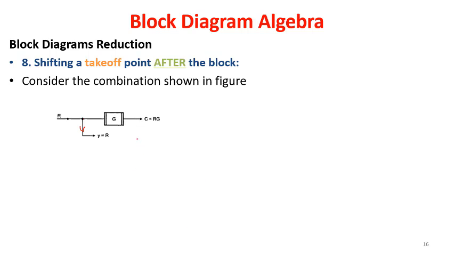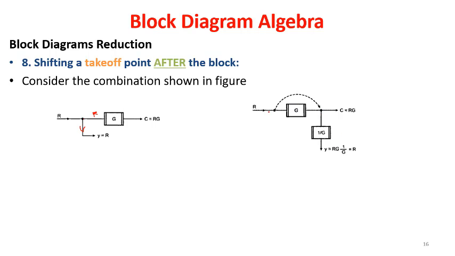So the output here will be the product of R, which is coming in as input, multiplied by G, so C is equal to RG. When I am shifting the takeoff point after the block, there should be an additional block, that is the inverse of the forward block, or the reciprocal of the forward block, in series with the output which you are going to take here. So it will be 1 divided by G.